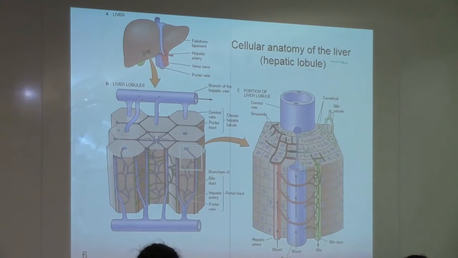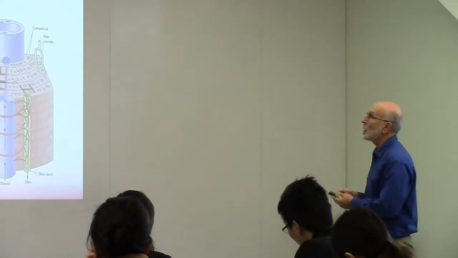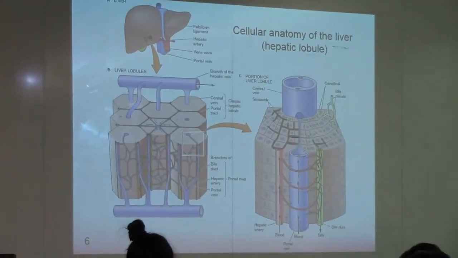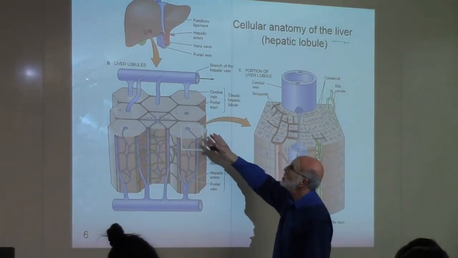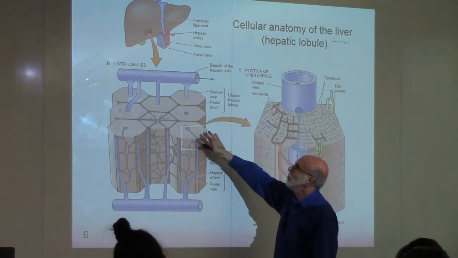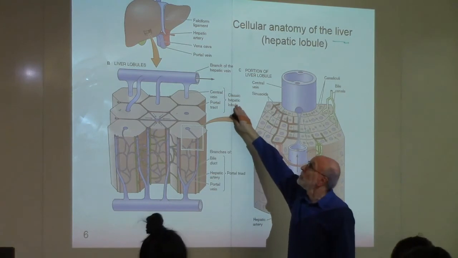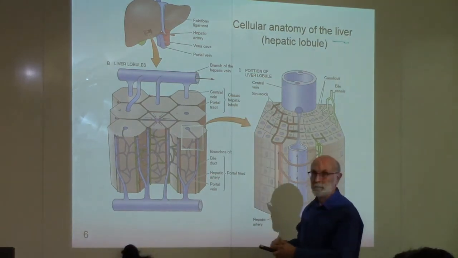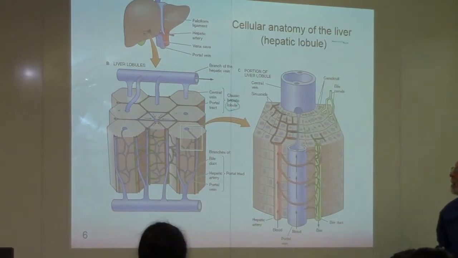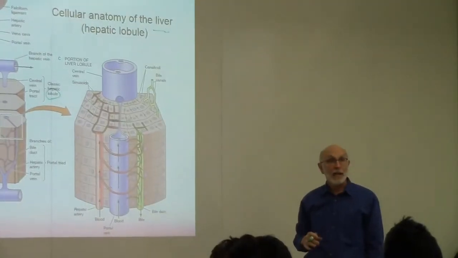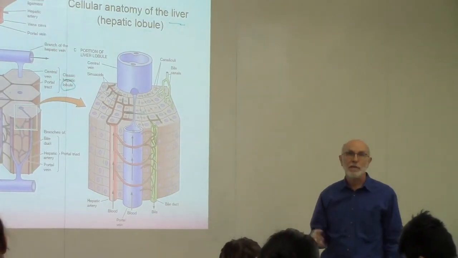Okay, so here, now we're going to go from the macroscopic to the less macroscopic. The liver is structured in these sort of arrays of cells called lobules. That's a word I want you to know. Lobule. A lobule is a collection of hepatocytes in a specific structure. Hepatocytes are the cells of the liver.